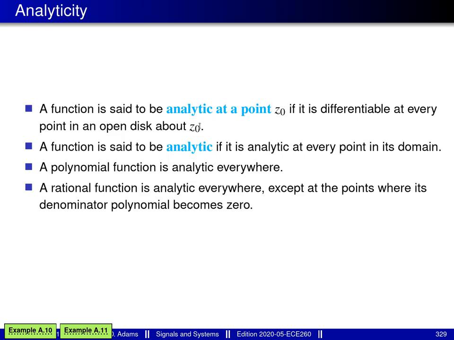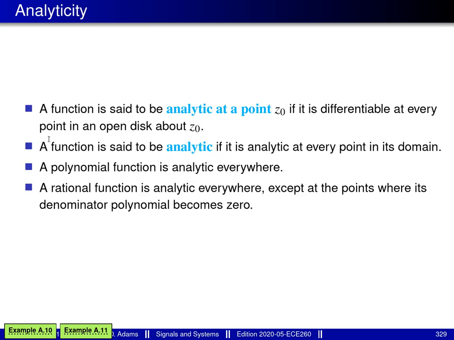If we say that a function is differentiable at a point z0, all that this guarantees is that at the point z0, the derivative of that function exists. But if we say that the function is analytic at the point z0, not only does this guarantee that the derivative of the function exists at the point z0, but it also guarantees that in a small circular region, in other words an open disk, about z0, the derivative exists everywhere inside that small circular region. So it's a stronger condition than being just differentiable.